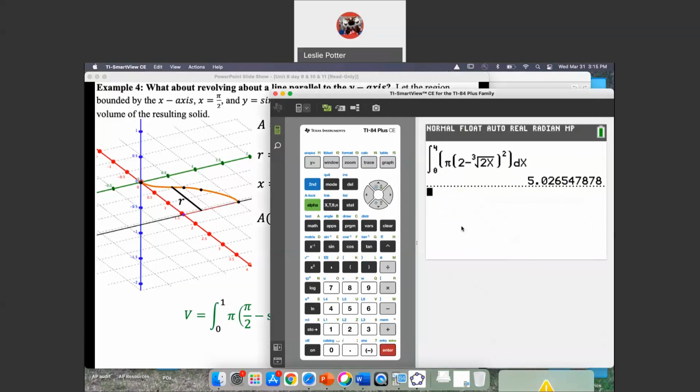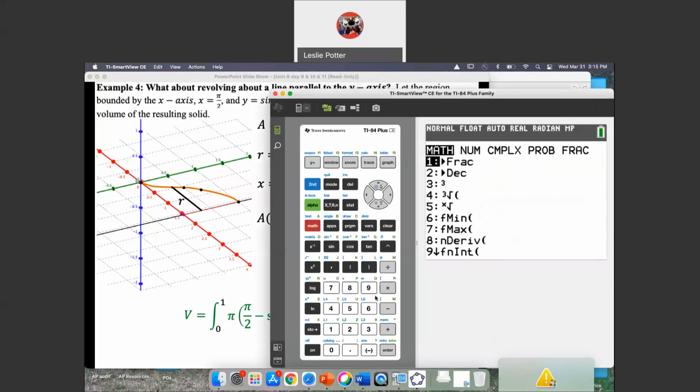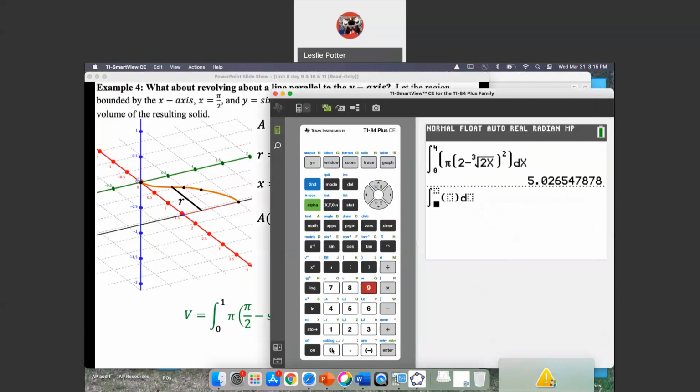Let me get rid of that. There we go. Maybe that's good enough out of the way now. Okay, so math 9. That didn't work. Math 9. There we go. From 0 to 1, and we're bogging down my processor here on the math.